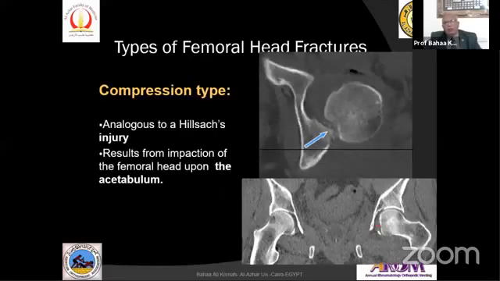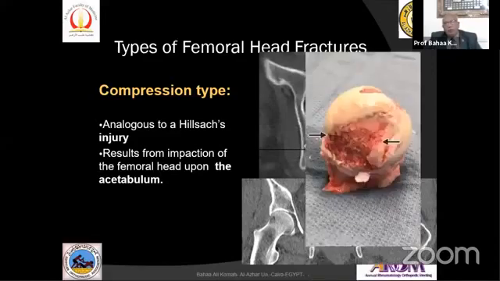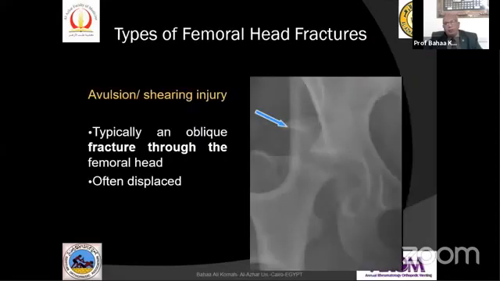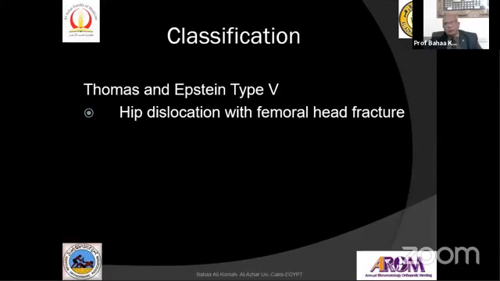There are another two types which can be missed. There is the compression type, which is analogous to a Hill-Sachs injury, resulting from the impaction of the femoral head upon the acetabulum, and it can lead to impaction fracture of the head. This is an example of a compression type of femoral head fracture. There is another type with avulsion or shearing injury, a typical oblique fracture through the femoral head, which often displaces.